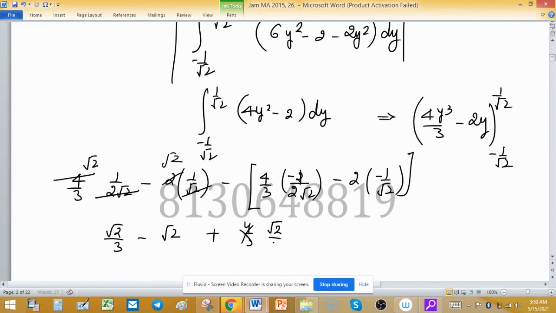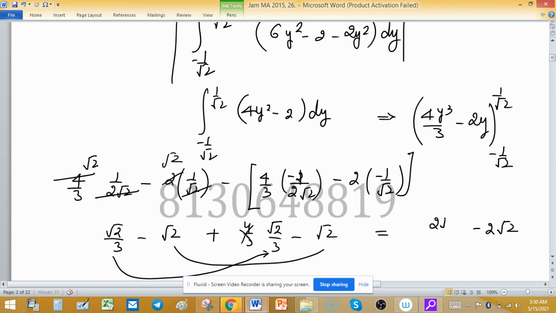So root 2 upon 3, and this is negative, so root 2. So root 2, root 2, 2 root 2. This can be written as minus of 2 root 2, and this is again 2 times. So 2 root 2 upon 3.